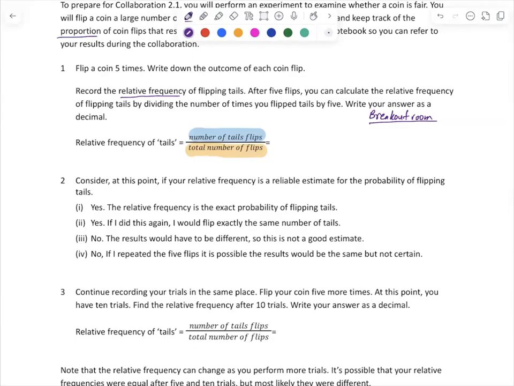So for example, suppose you have 5 members in your group. 5 goes on the denominator. On the numerator, you're going to keep track of the number of tails. Suppose the number of tails might be just 2 out of 5. So each group is coming up with different results. Another group might be 0 out of 5. Another group might be 1 out of 5. Another group might be 4 out of 5, and so on. So each group is going to come up with their own fraction.